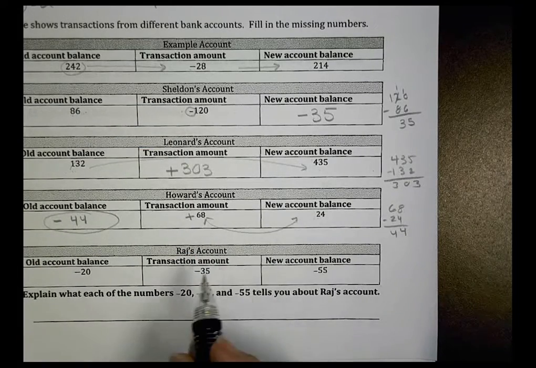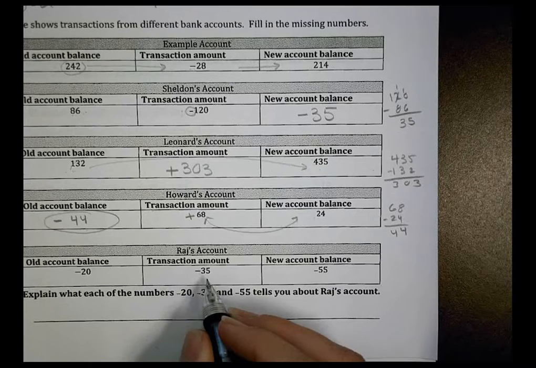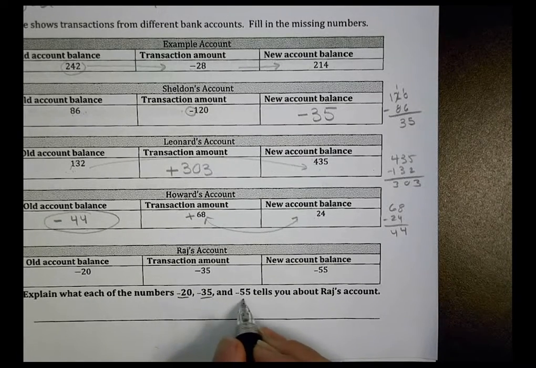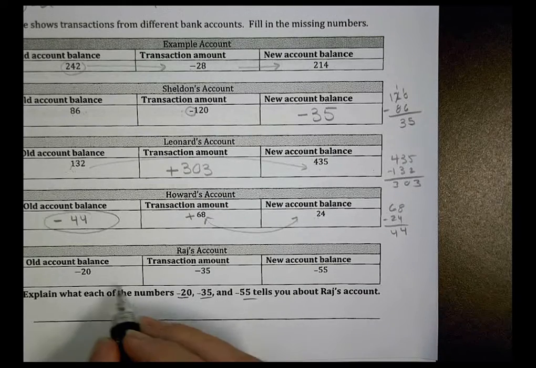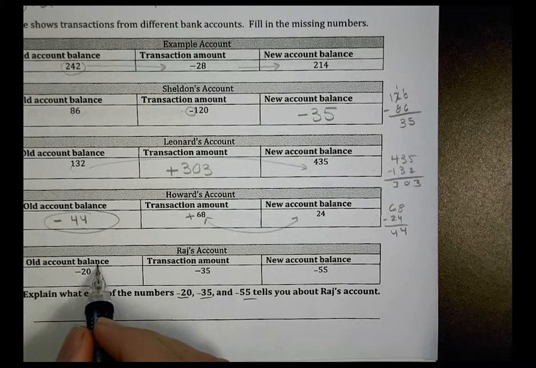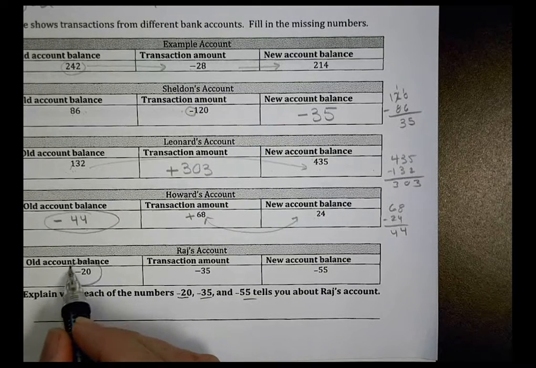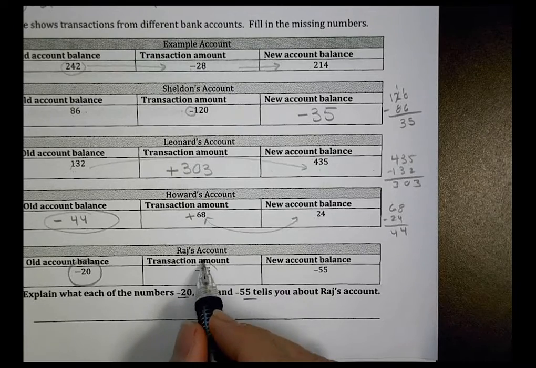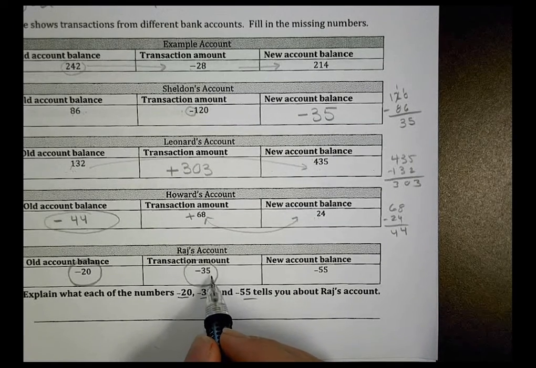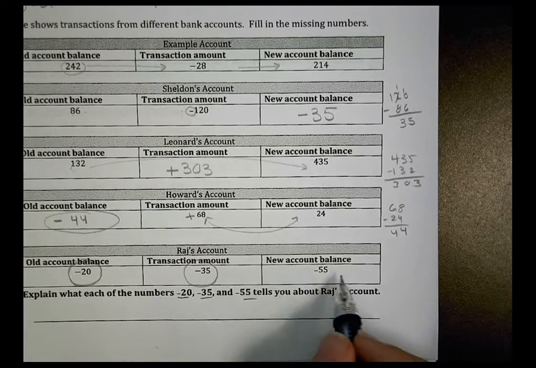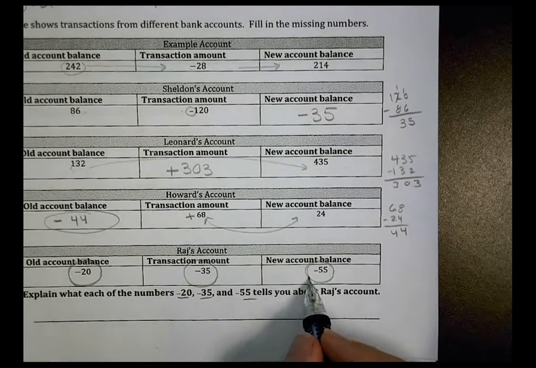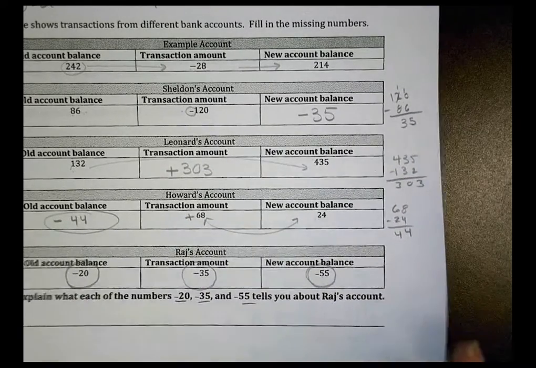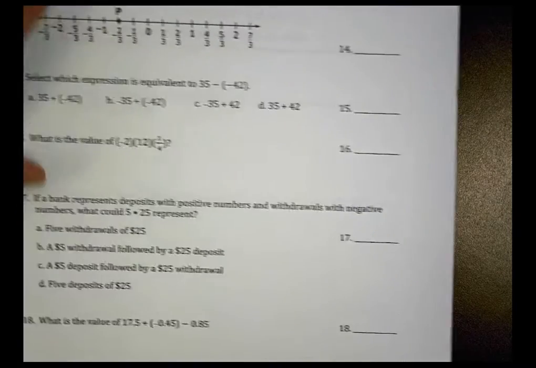Okay? And then finally, this last one, negative 20, negative 35, and negative 55. It says, explain what each of the numbers tell you about his account. Okay, so negative 20, this tells us that he already was overdrawn, all right? He had negative $20 in his account. He already owed $20. Maybe he bought something for $35, so his account amount went down even more. And now he's down below zero at negative 55, meaning he owes his account $55 to make it come up to being balanced.